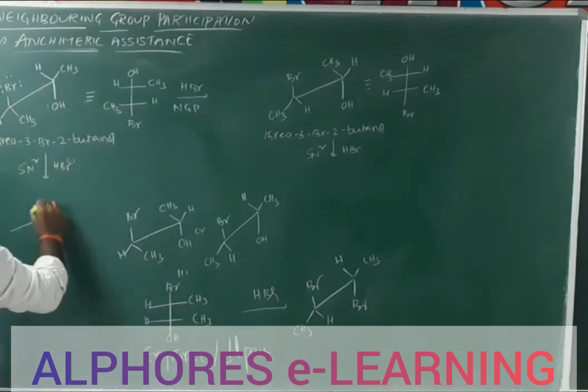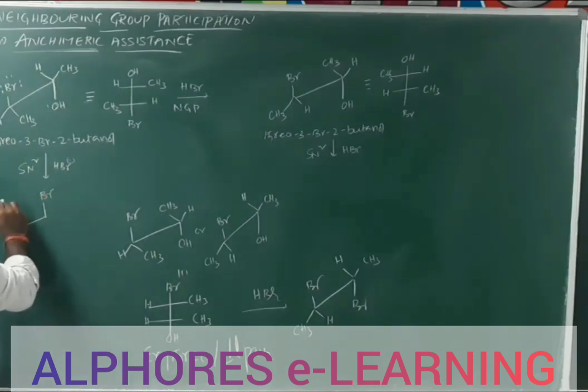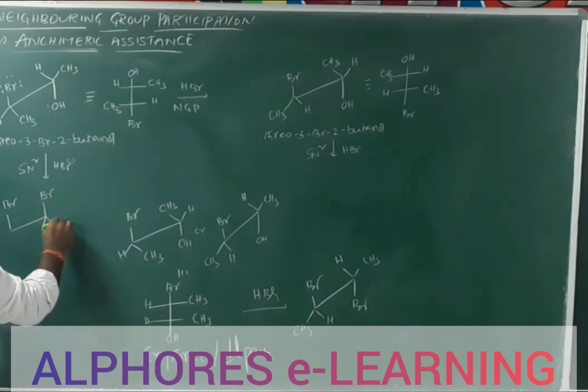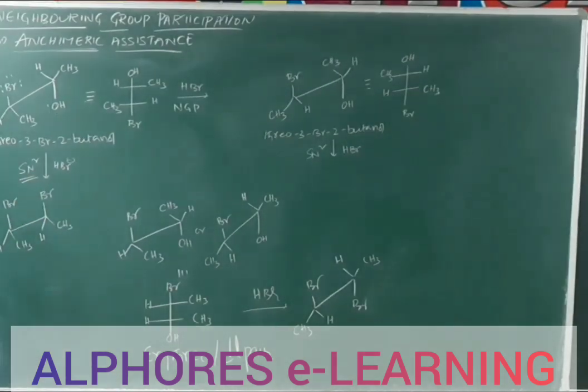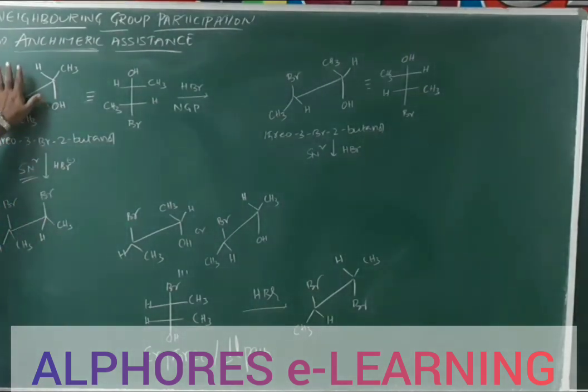In such a case, what product are we getting here? Br here, CH3, H, and here obviously CH3, H. This will be the product. That mechanism is the SN2 mechanism. I am repeating, if this group is not there, if only the OH group is there, with CH3, H and some other group which does not give any anchimeric assistance or neighboring group participation.